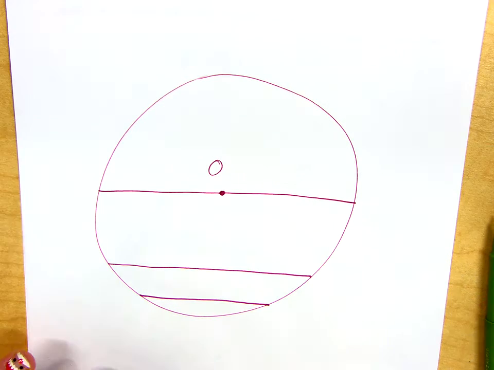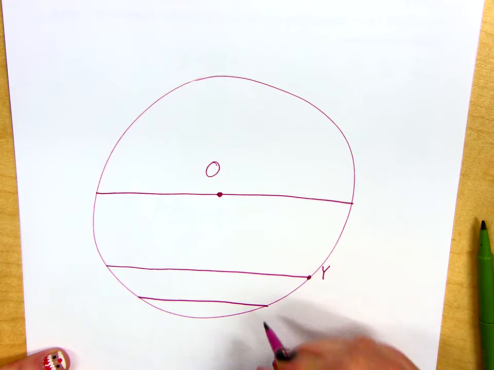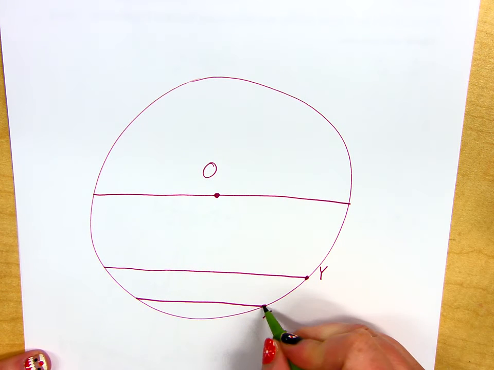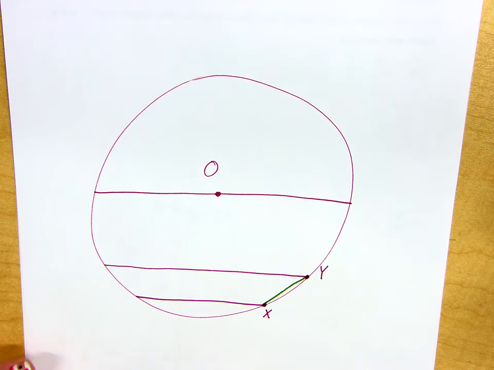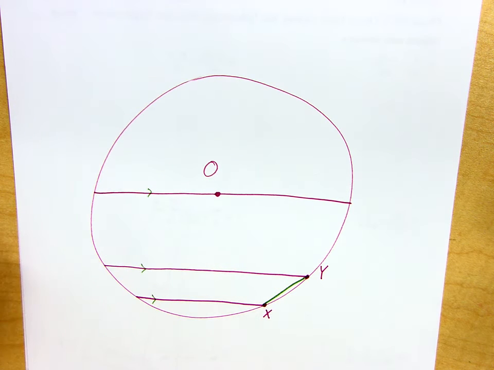Okay, the center is O. This is point Y right here, and this is point X right here. You are supposed to find the length of chord XY. So literally that's what I'm looking for. And they give me a couple of things. First of all, I know that these chords are parallel to each other. So that's important. All my chords are parallel. Got it.